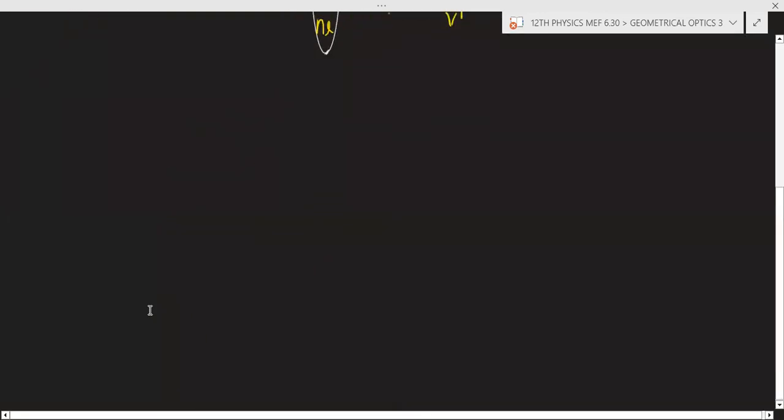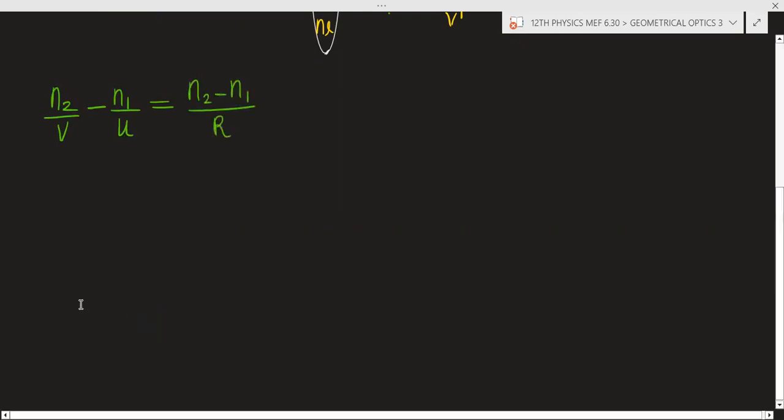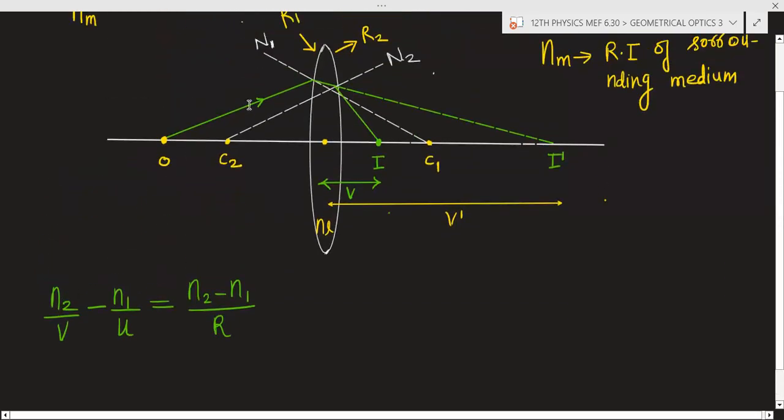So we have this formula I told you: n2/v minus n1/u is equal to (n2 minus n1)/r. Here n2 is the refractive index of the medium in which the light is going, and n1 is the refractive index of the medium from which the light is coming, v is the image distance, and u is the object distance.